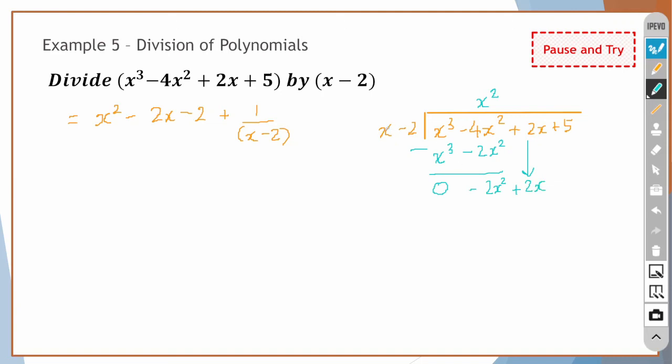So now we do, how many times does x go into minus 2x squared? Well, it goes in minus 2x amount of times. And then we do minus 2x times x, which gives us minus 2x squared. And then minus 2x times minus 2, which gives us plus 4x. And we subtract these again. So minus 2x squared minus minus 2x squared gives us 0. And then 2x minus 4x gives us minus 2x. And then we drop this 5 down here.